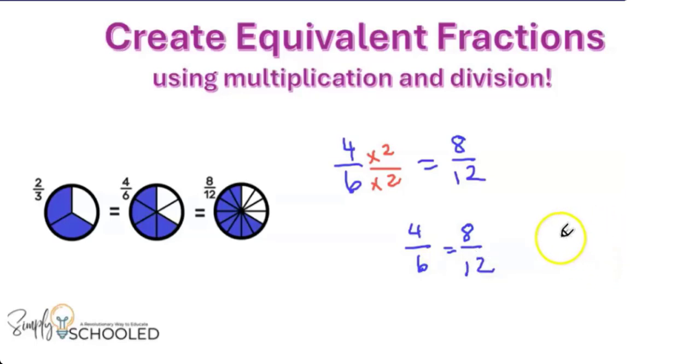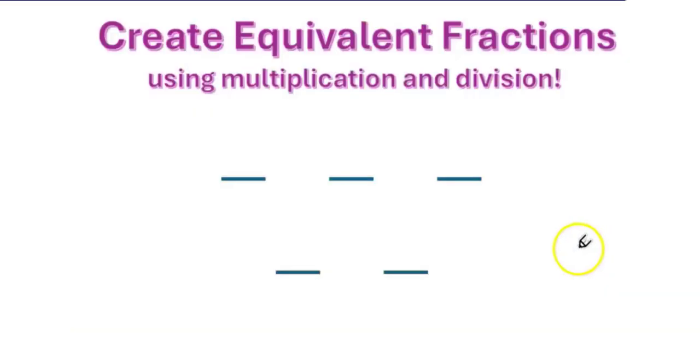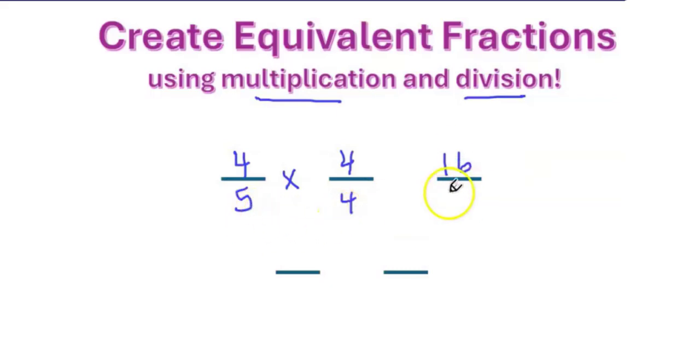Now, let me show you why this is very, very helpful to know. Let's go over here and let's just look at this. Remember, it says using multiplication and division. So let's see what I mean. Let's say we want to find an equivalent fraction to 4/5. Well, we can multiply it by any number. Let's try 4 over 4. 4 times 4 is 16. 5 times 4 is 20. Therefore, 4/5 equals 16 over 20. It's as easy as that to find an equivalent fraction.